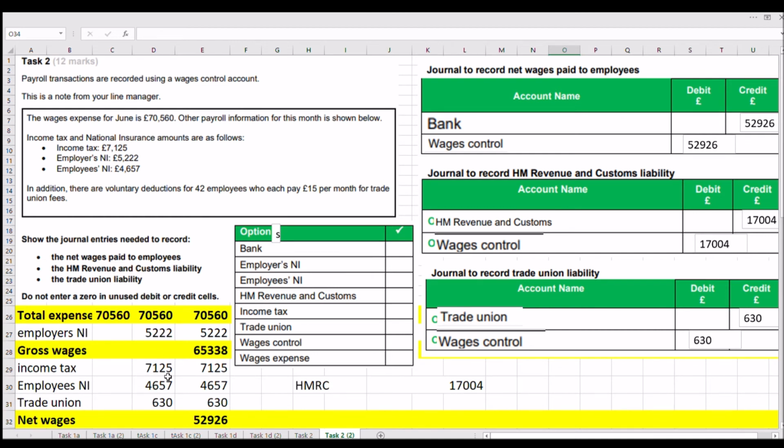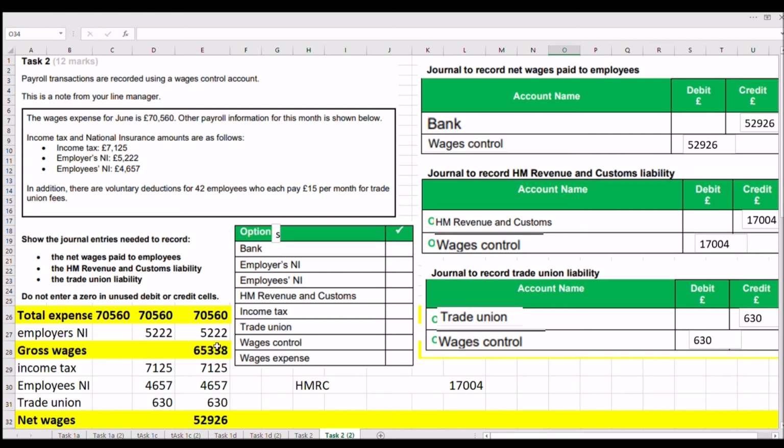And so this is what our table now looks like. Now we're going to deduct the employer's national insurance off the total expense to get to the gross wages. And then we're going to deduct these employees' expenses to get to the net wages. And that's how you create these other two numbers.